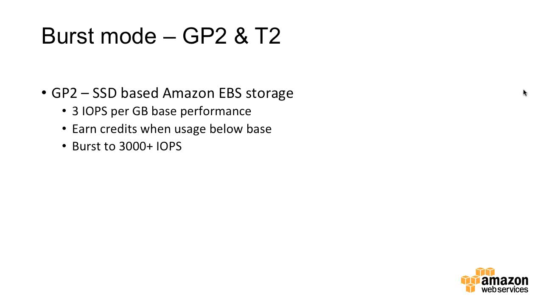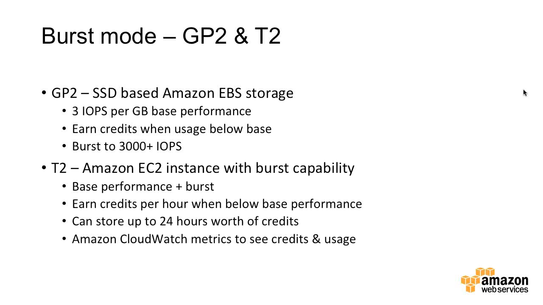So we're going to see in detail how this happens, and T2 is very similar to that. T2 is our instance type, which allows you to conserve CPU credits, CPU that you're not using. We conserve it for you and allow you to burst out on that as well. So there is a base performance plus burst. Earn credits per hour when below base performance. When your database is not being used, you earn credits for it. We can store up to 24 hours worth of credits, and beyond that we will overflow. And there are Amazon CloudWatch metrics to see credits and usage. So how much credit is left, how much is being used, how are you consuming the credits. You can see that in CloudWatch today.